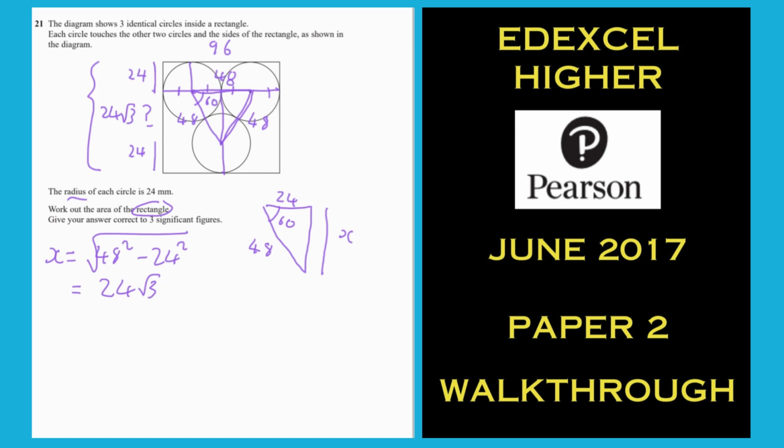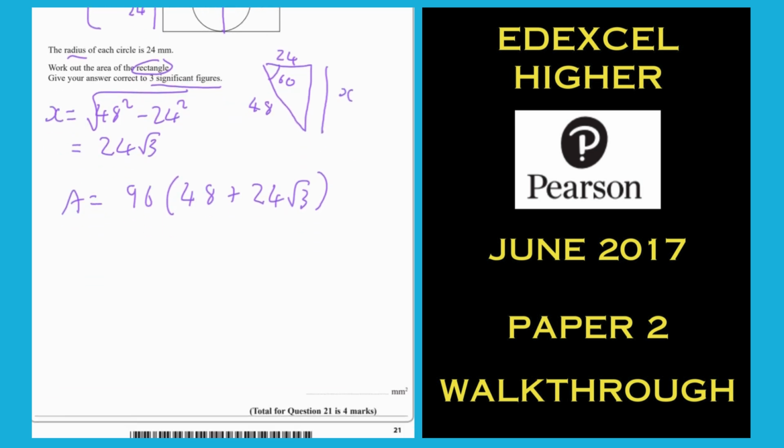So bringing all the pieces of the puzzle together to find the area, the distance across was 96. The vertical distance, the height, if you want to call it that, is 2 24s plus the bit in between that we just found. Bearing in mind, it wants 3 significant figures. What did I get? 8,598.6 and so on. 8,598 rounds up, so 8,600 for 3 sig figs.